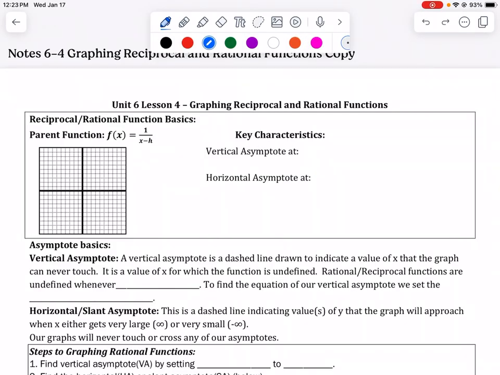Unit 6, Lesson 4, Graphing Reciprocal and Rational Functions.